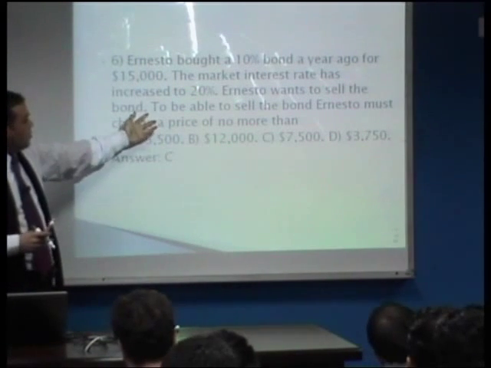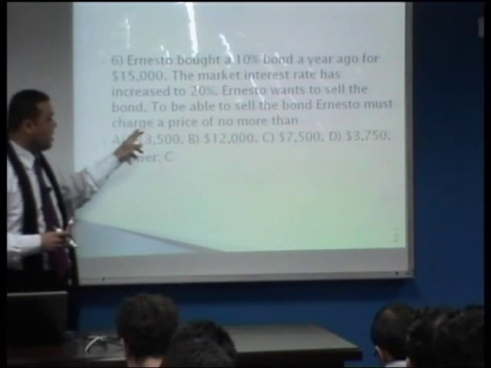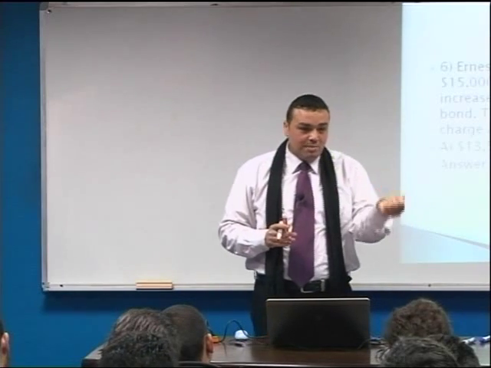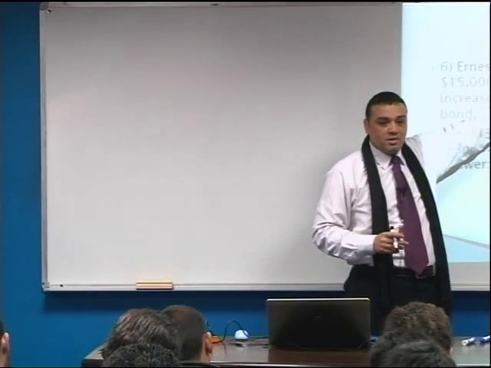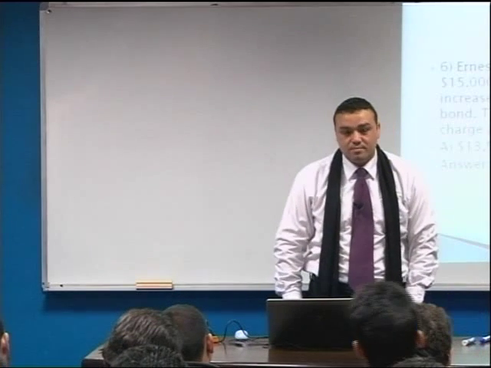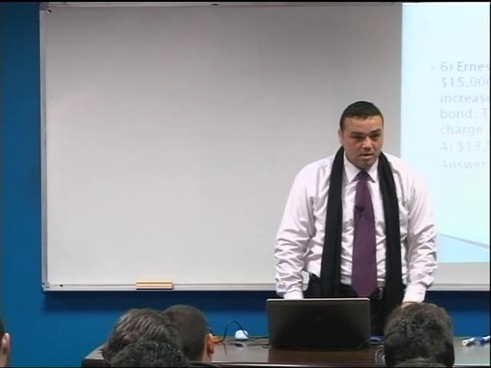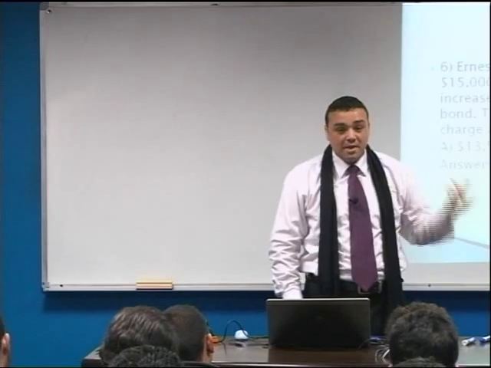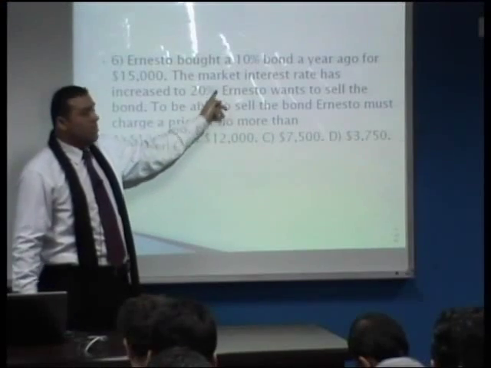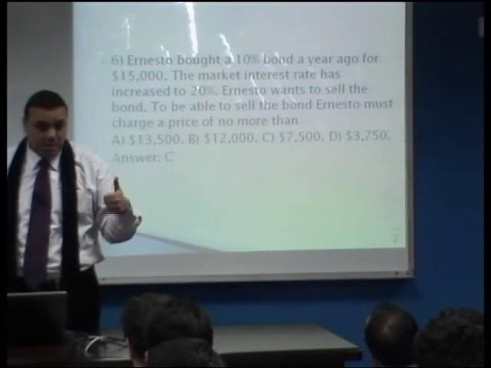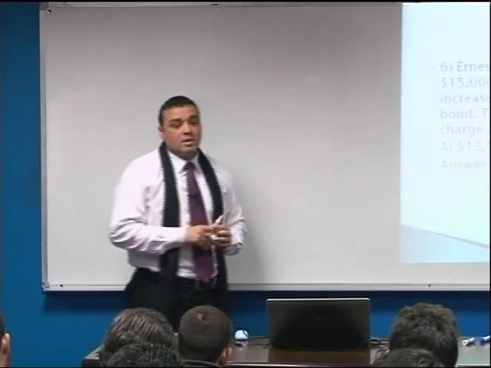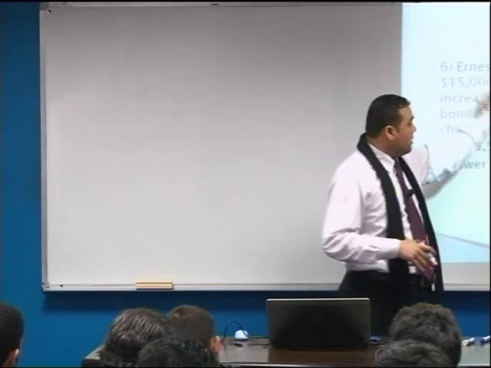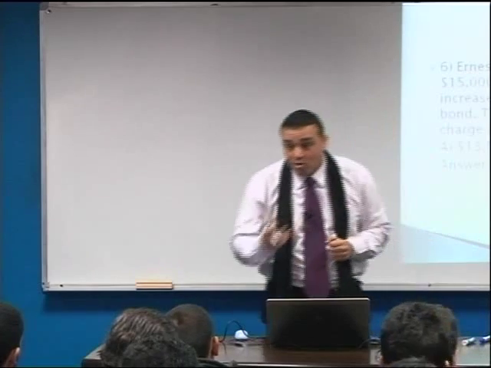To be able to sell the bond, Ernesto must charge a price of no more than how much? Now he wants to sell his bond, which has a 10% interest rate. For how much can he sell it? That is the question. He must sell it at a lower price, right? Because if he sells at the same price, nobody will buy it. People would prefer to buy bonds with the higher interest rate, which is 20%. We have a formula to calculate the best price for Ernesto in order to sell the old bond.